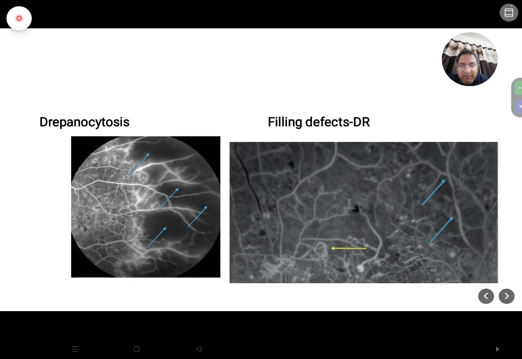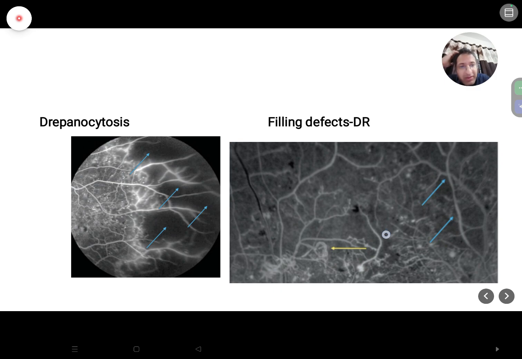This is an example of drepanocytosis, that is a red blood cell problem, in which there will be capillary non-perfusion in many choroidal areas, and there will be no choroidal flush. Because of this there will be very small emboli, which will cause occlusion of very small arterioles, and that's why there is this capillary non-perfusion area along with leakage in many areas, that is the microaneurysms at the junction of the non-perfusion and perfusion areas.